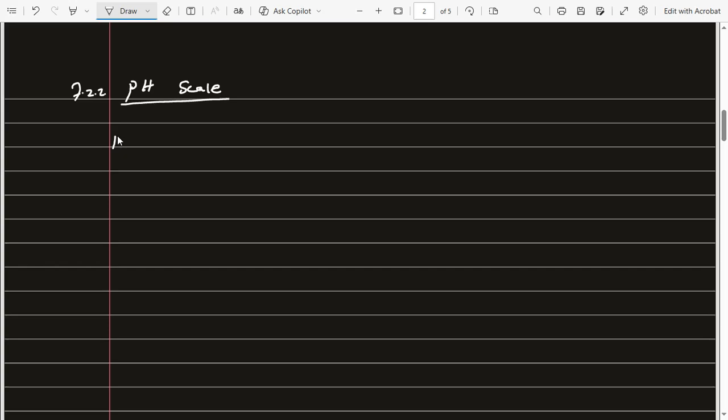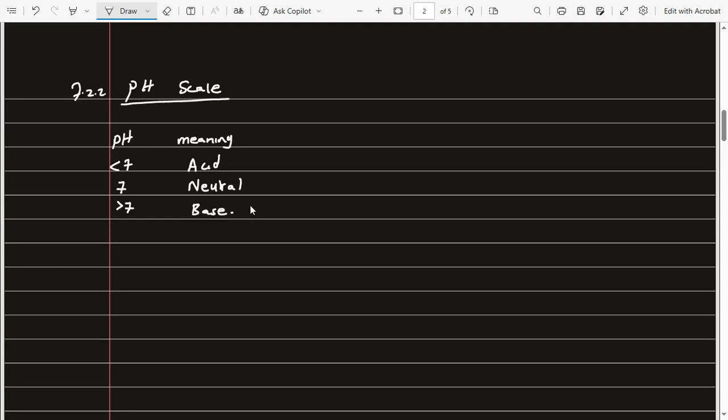Let me give you the pH and the meaning of that pH. Number 1, if the pH is less than 7, we say that this is acid. If the pH is equal to 7, we say that this is neutral. And if the pH is greater than 7, we say this is a base.